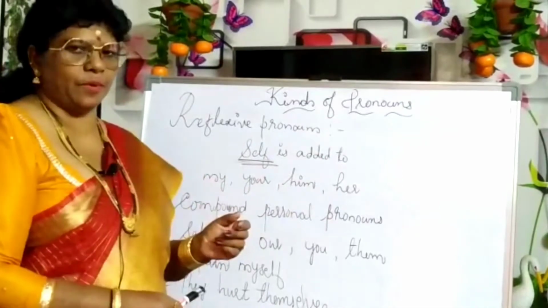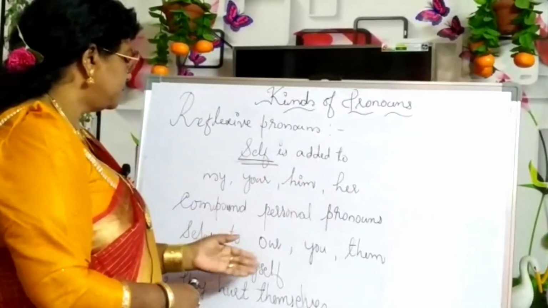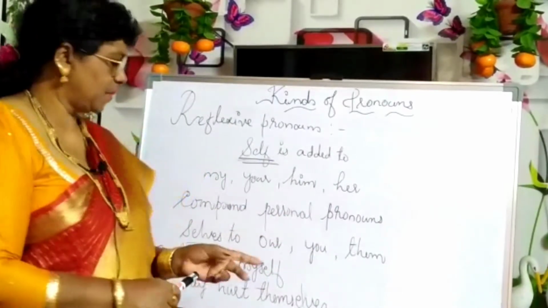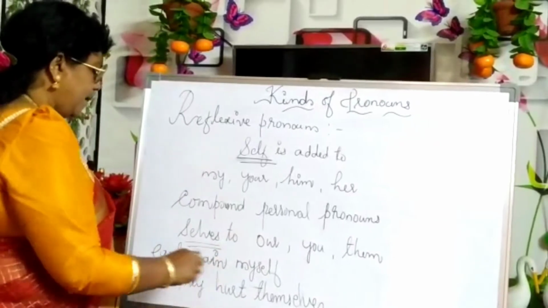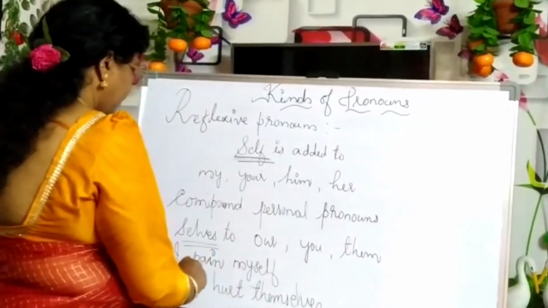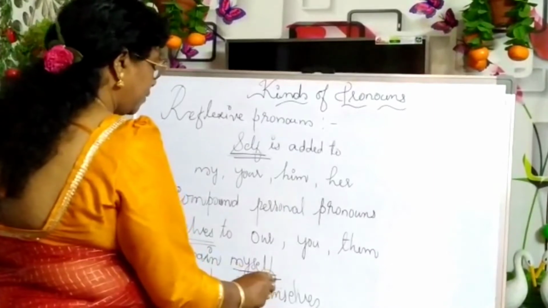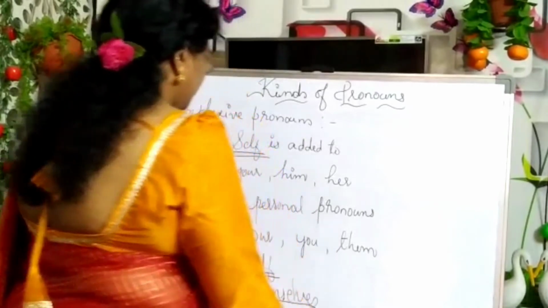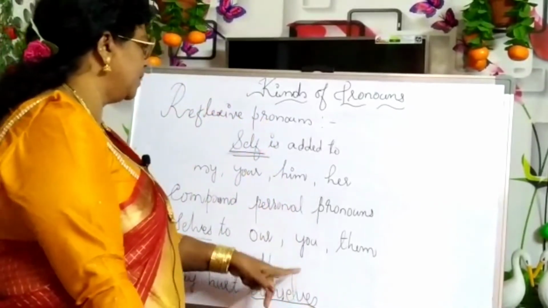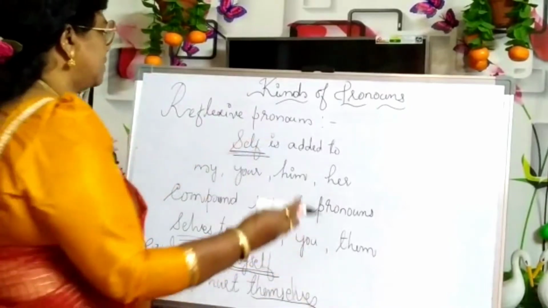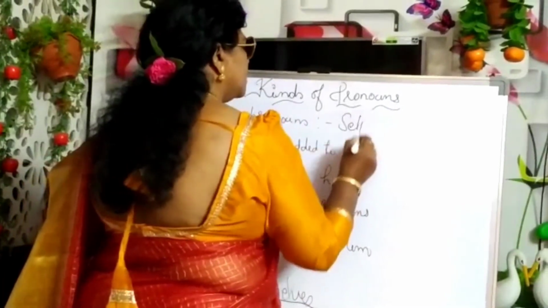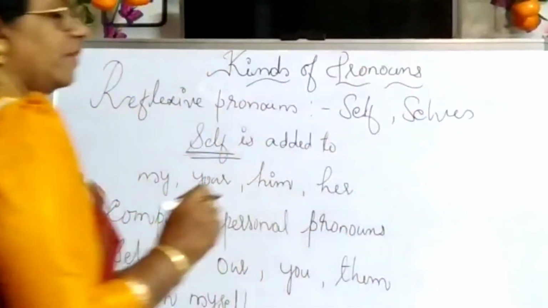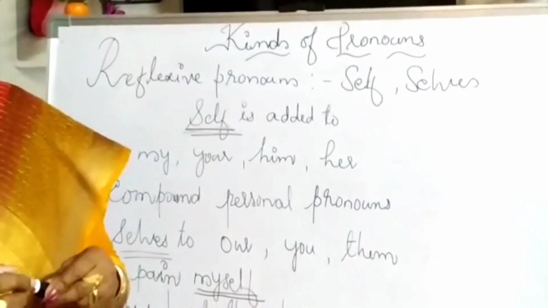For compound personal pronouns like we, you, they, we use selves. For example, I pained myself. Here we use the self form. And they hurt themselves. Again the self form is used here. So a reflexive pronoun is nothing but using self and selves along with the pronouns concerned.